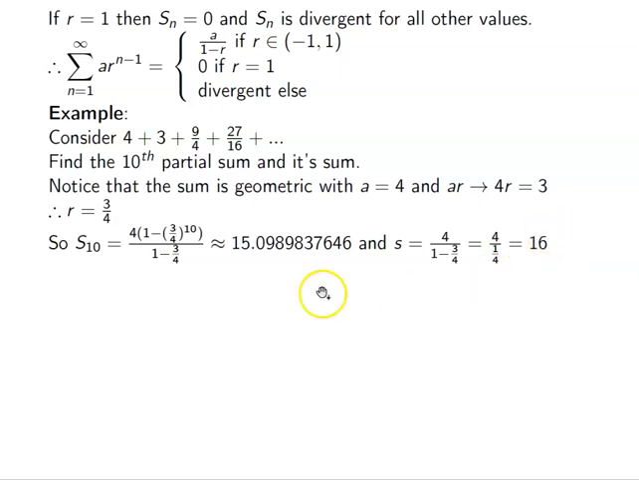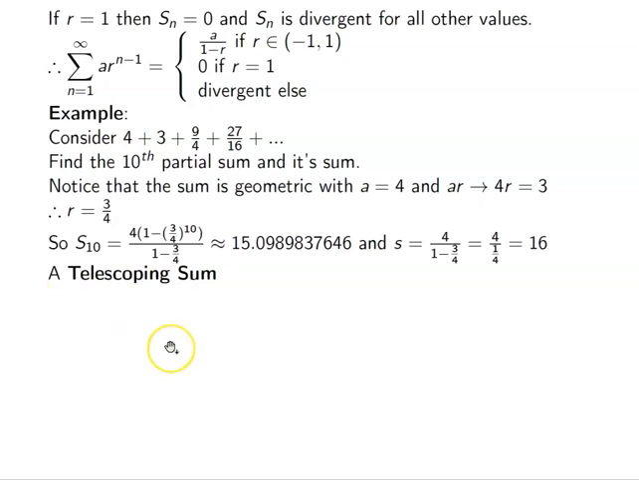So if I add up terms for an infinite amount of time, I will have a value of 16. As I continue to add more and more terms, I approach a value of 16, but in this case, this is an upper bound. It does not go past 16. I will never be larger than 16, and I'm only going to be equal to 16 if I add an infinite number of terms.